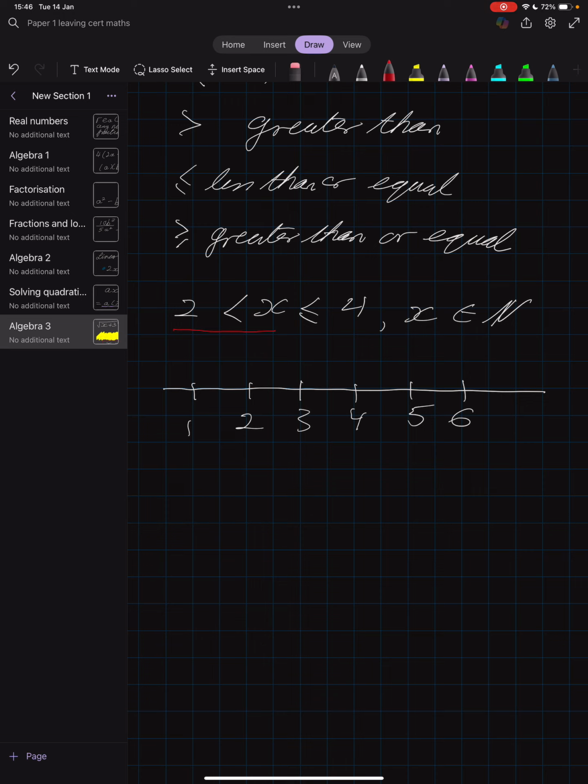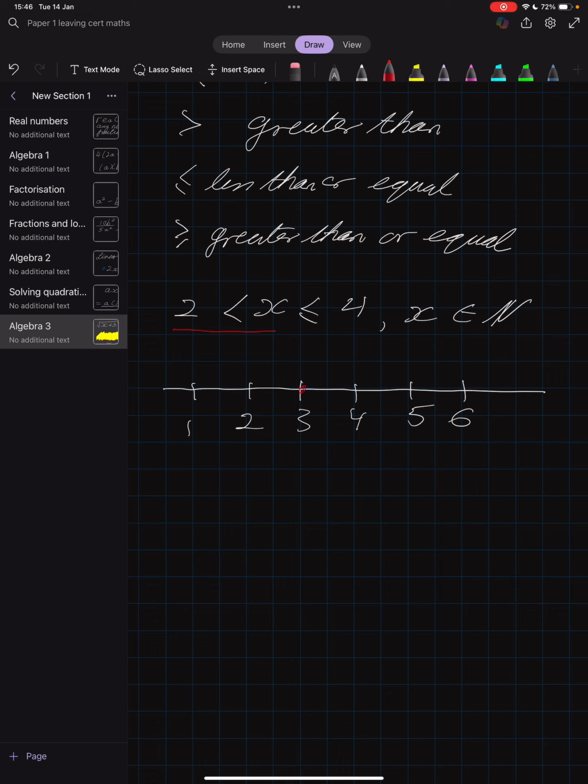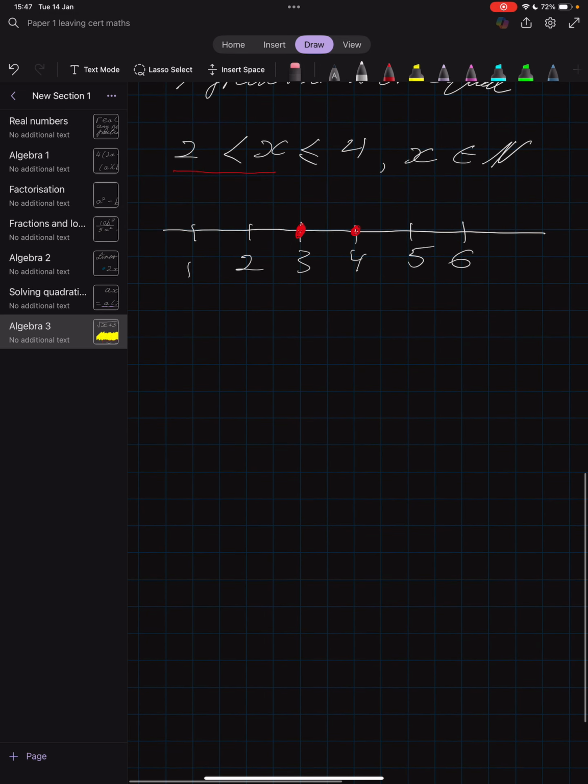But x has to be less than or equal to 4. So the numbers that you could have, from the first inequality, are 3, 4, 5, 6, 7. Is 3 greater than 2 and less than 4? Yes. So this is one solution. Is 4 bigger than 2 and less than or equal to 4? Yes. Is 5? No. 5 is bigger than 4 and therefore it's not less than or equal to. So that is how you would solve this one. Okay?